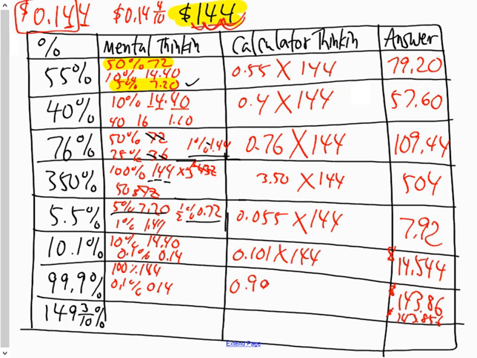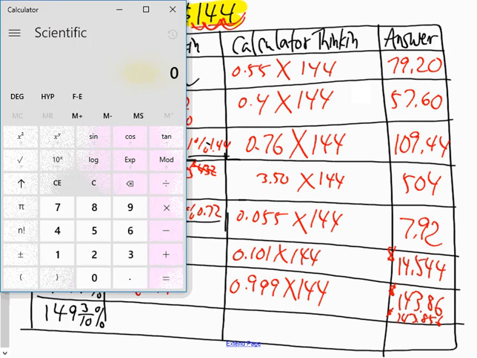99.9% is 0.999. 99.999% should work out with a calculator to be 143.856, but we'll see. So 99.9% of 144 is $143.85.6, of a cent.